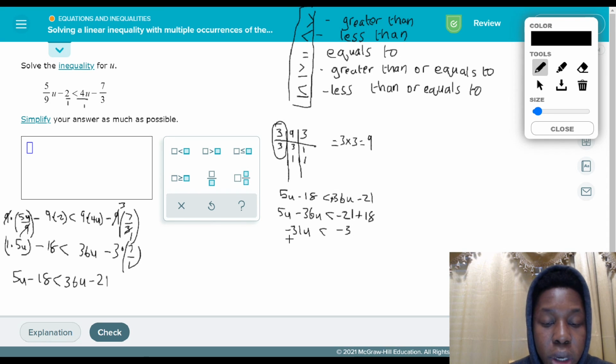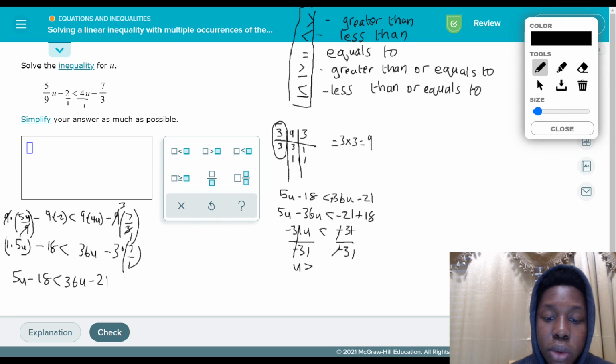Okay, so next thing is to divide both sides by minus 31. In order for us to do that, remember we're working with inequalities in this case, and whenever we're dividing by negative numbers, the sign always flips. So we're dividing by negative 31 on both sides, so these two cancel out. So u is now greater than, the sign flips. There's a minus here and a minus here, so automatically it turns into a plus, because minus divided by minus equals a plus.